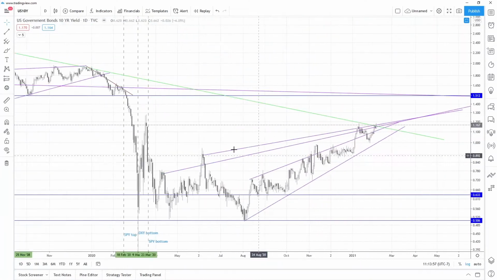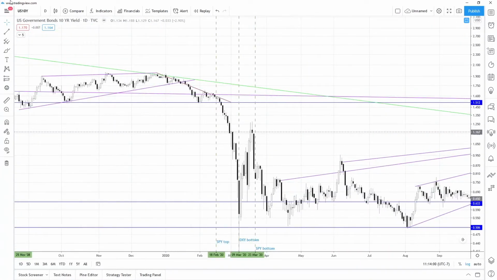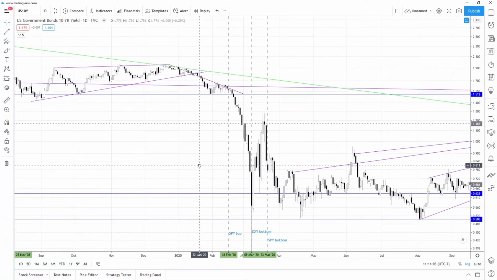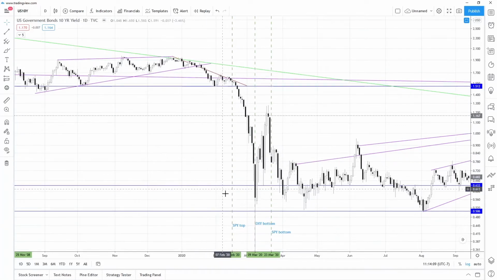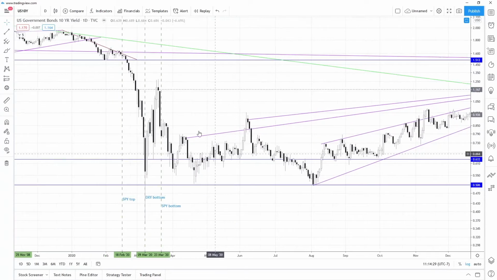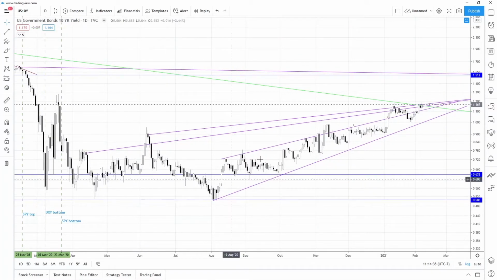In the 2008, or sorry, the 2020 crisis, the bond was a little bit more exciting. Just after the SPY topped, the bond yield went into free fall, and it basically had a big bounce, topping off here as the SPY bottomed out, and then really it kind of went sideways in a volatile manner, and eventually now it's in an extended upturn.